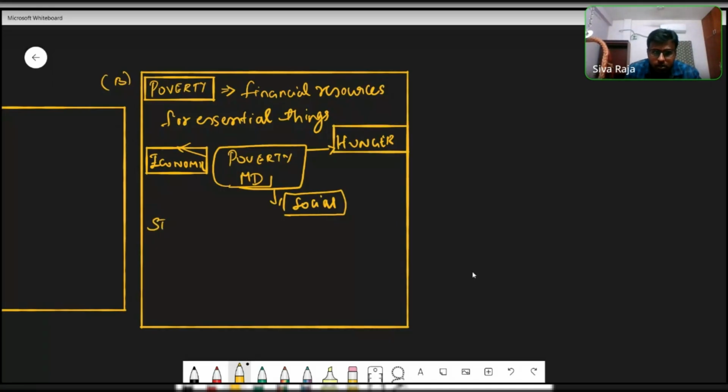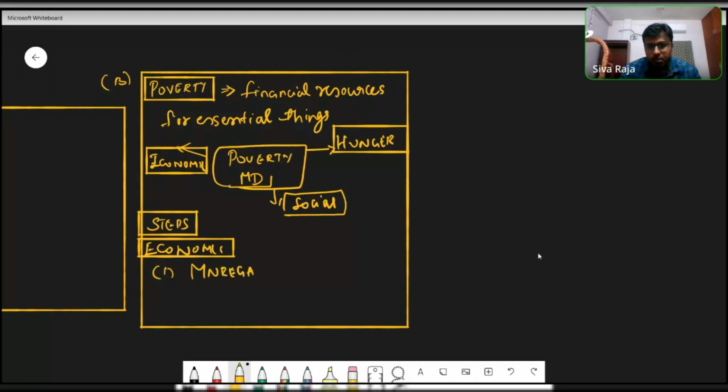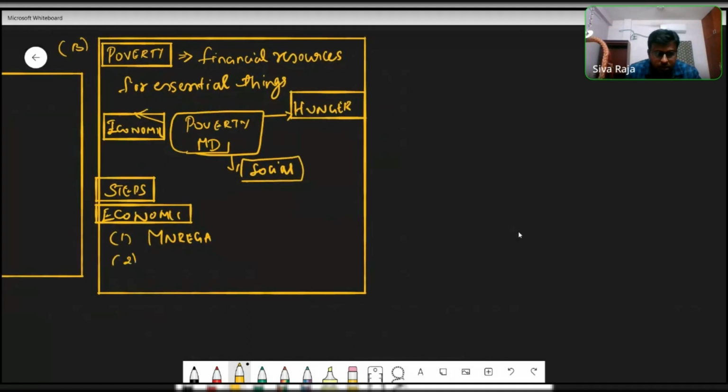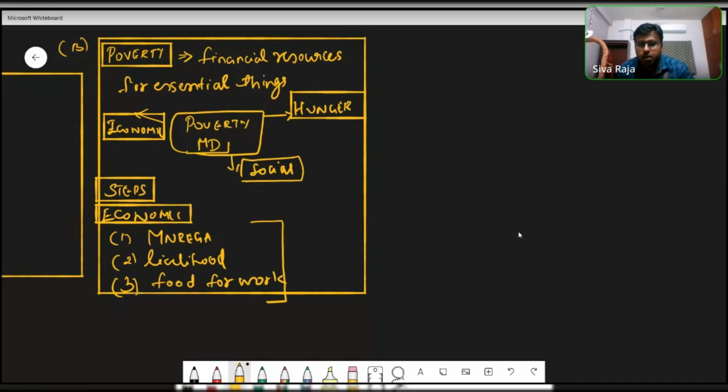So now we will talk about the steps taken. What are the steps taken for resolving economic poverty? There are many steps for resolving economic poverty. You can talk about the MNREGA program, and the livelihood mission is there. Many others, like food for work, are there. So all these are for reducing economic poverty. That is, you are reducing the wage gap, or you are increasing the wage of the person. So by this we are reducing economic poverty.